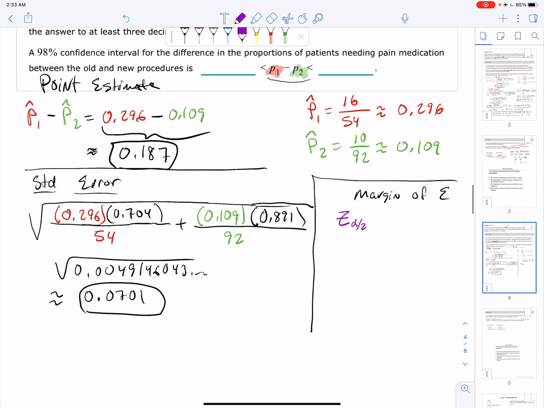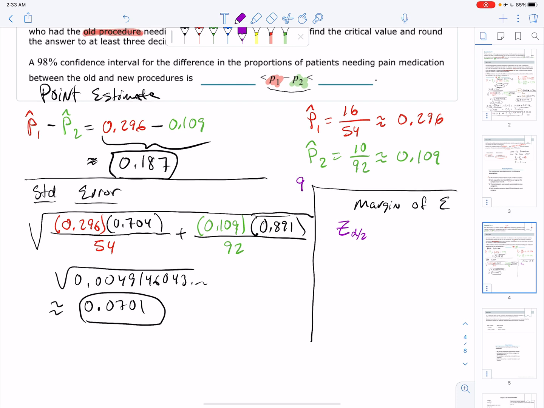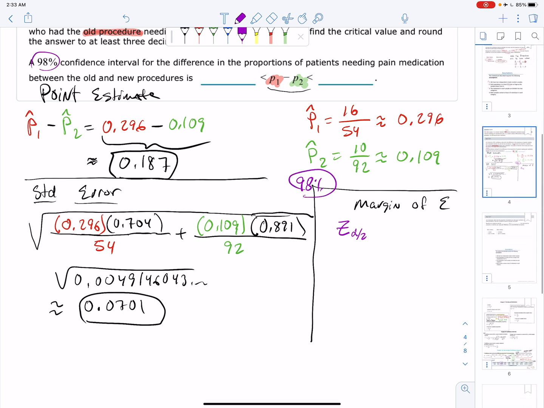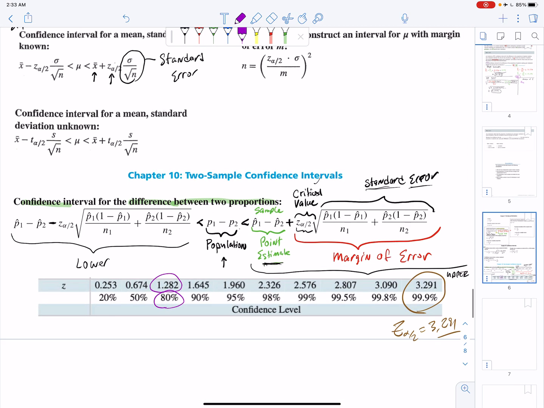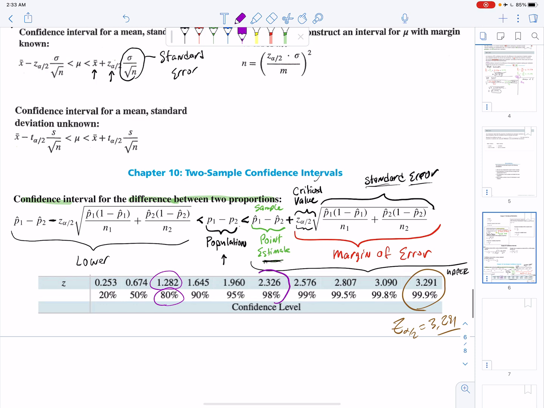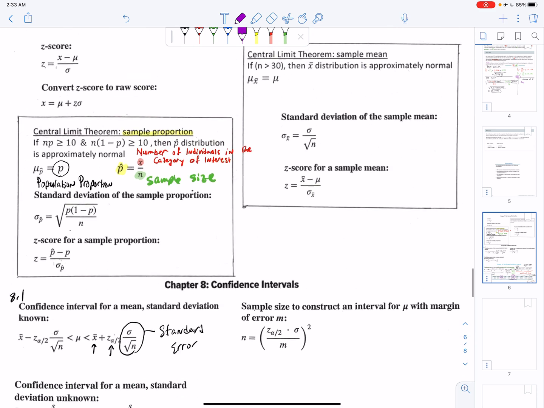Now we need to know our confidence level for this. Confidence level is 98%. We can see that right there. So let's go down to our formula sheet and look at 98%. 98% is right here. So our critical value is 2.326.